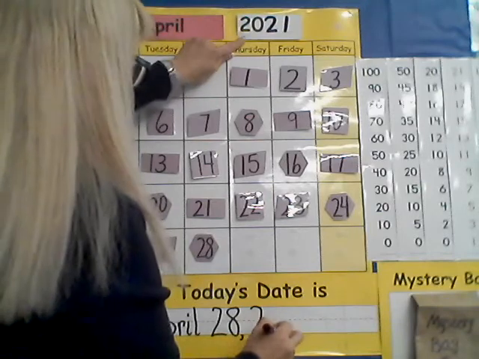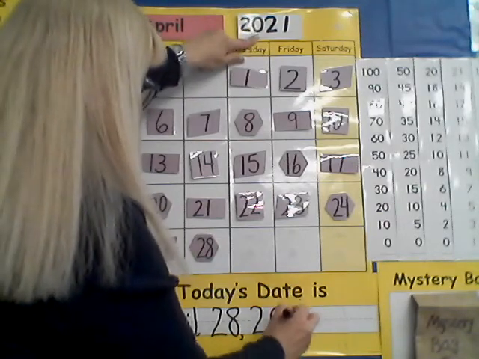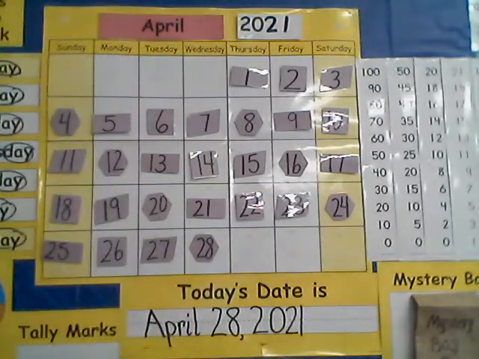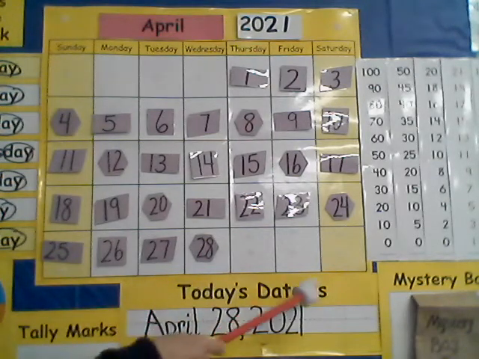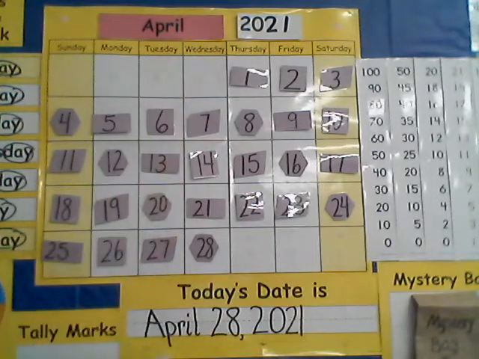Now let's go ahead and write the digits in the year. 2, 0, 2, 1. All right, now let's go ahead and read today's date with Mason. Today's date is Wednesday, April 28th, 2021.